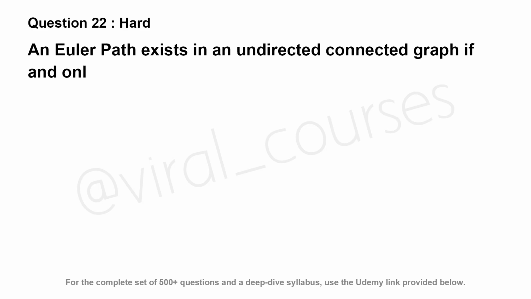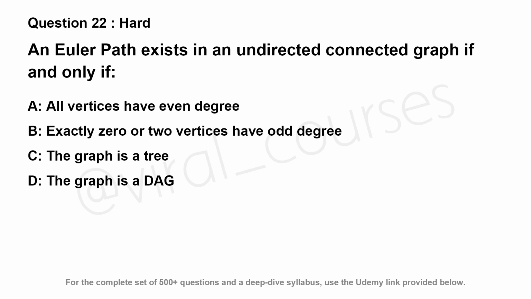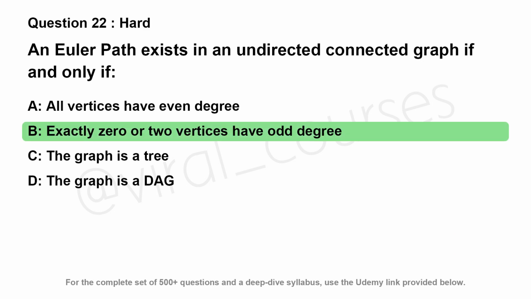An Euler path exists in an undirected connected graph if and only if: Option A. All vertices have even degree. Option B. Exactly 0 or 2 vertices have odd degree. Option C. The graph is a tree. Option D. The graph is a DAG. The correct answer is B.